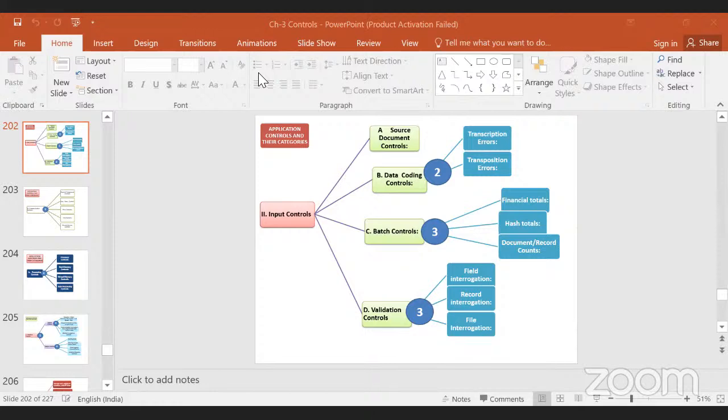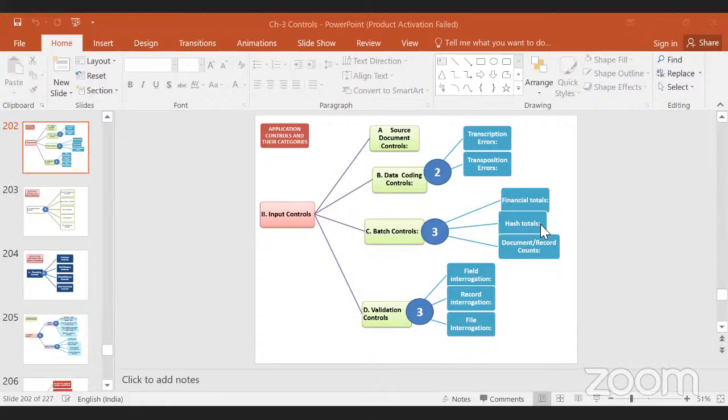Now, regarding batch control, the first one is financial total. What do you mean by financial total? Suppose you are making entries for deposits: 5,000, 10,000, 15,000, 1,000, like that, various persons would have deposited. All will be totaled together. While making the entry, they will ensure that the manual total and the machine total match. Then only there is no error. Otherwise, if there is an error, they will check it out. So it is acting as a control.